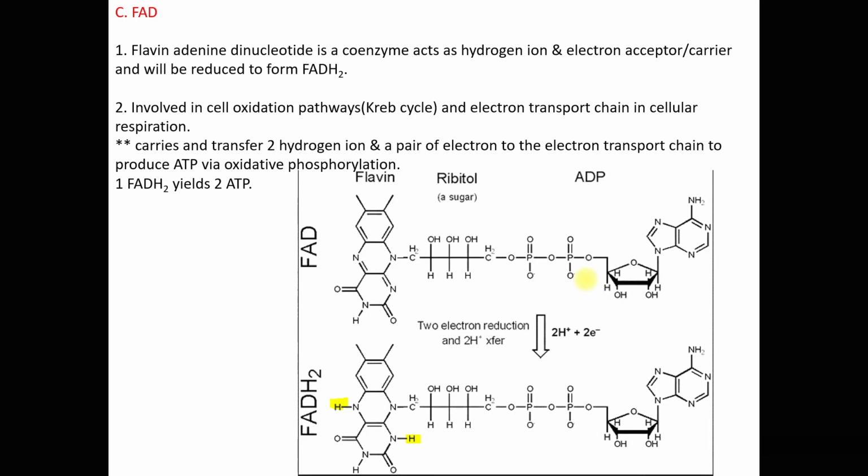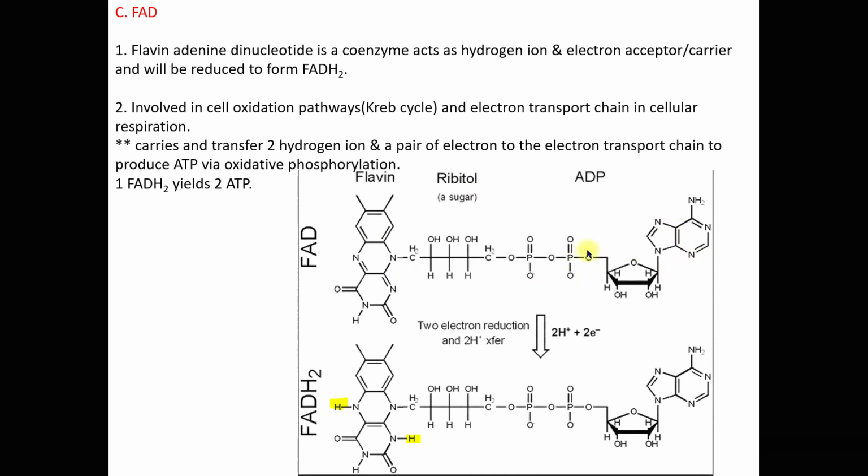So this FAD is a coenzyme. Now, sorry for the confusion earlier. This whole thing here is the FAD. This is the FAD molecular structure. You can see it consists of the flavin, the ribitol, and the ADP.